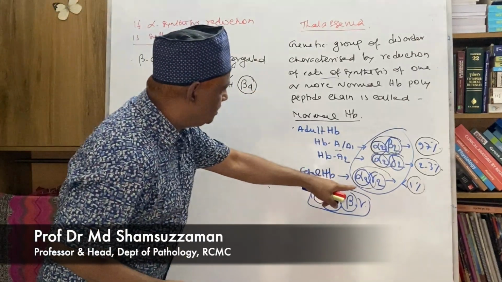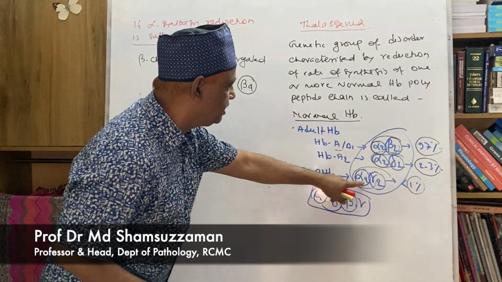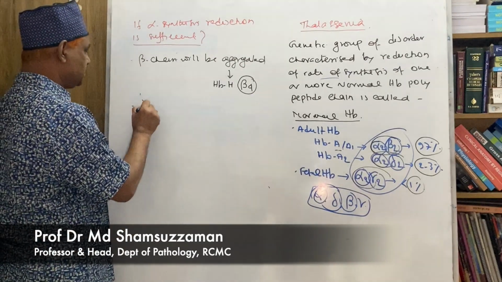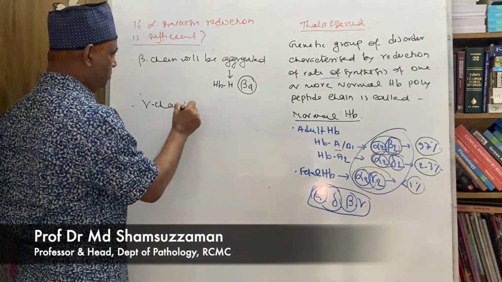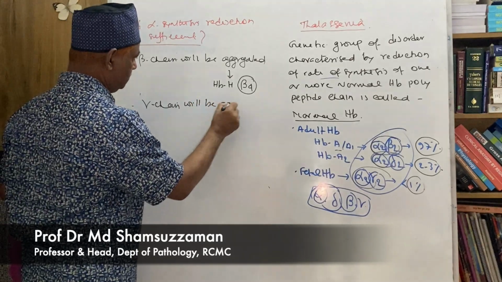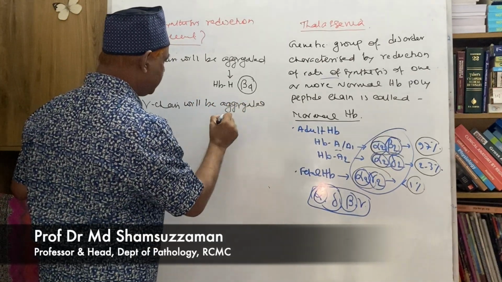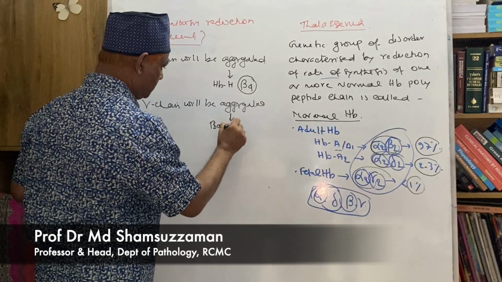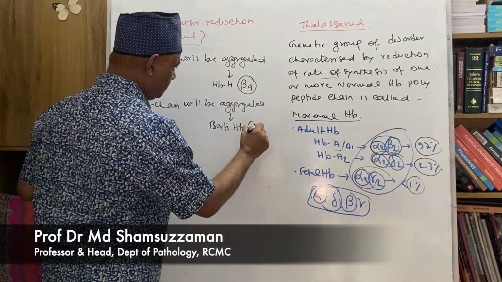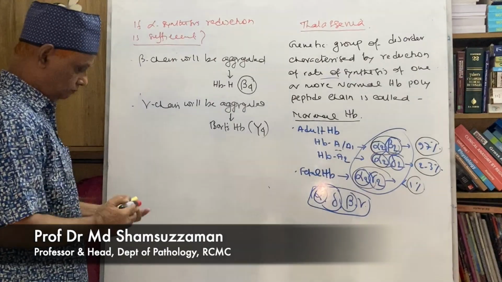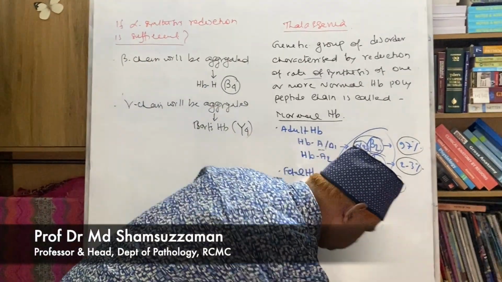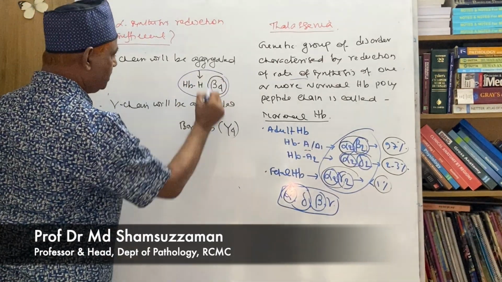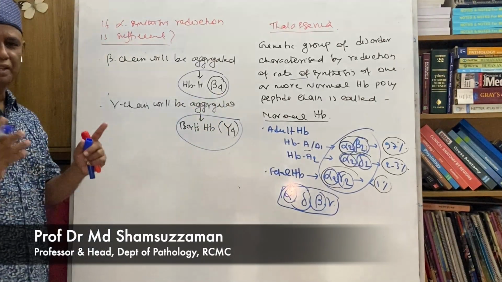And if alpha chain is sufficiently reduced, then gamma will not get alpha and gamma will be aggregated. Then gamma chain will be aggregated, and this aggregated form is called Bart's hemoglobin. Bart's hemoglobin. Both hemoglobin H and Bart's hemoglobin, these are the unstable hemoglobin.